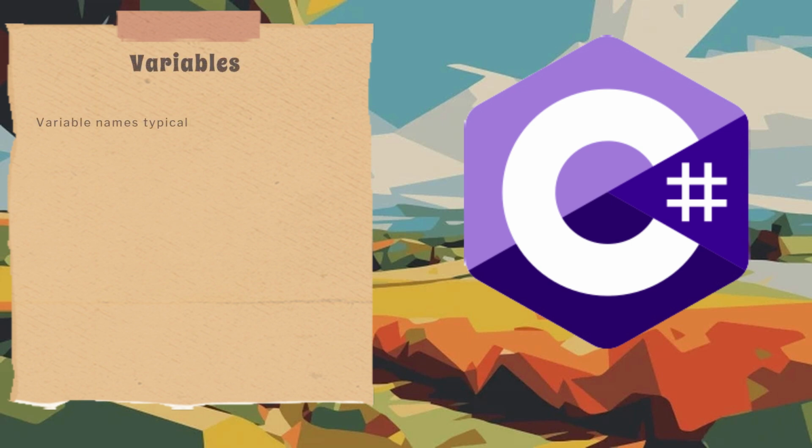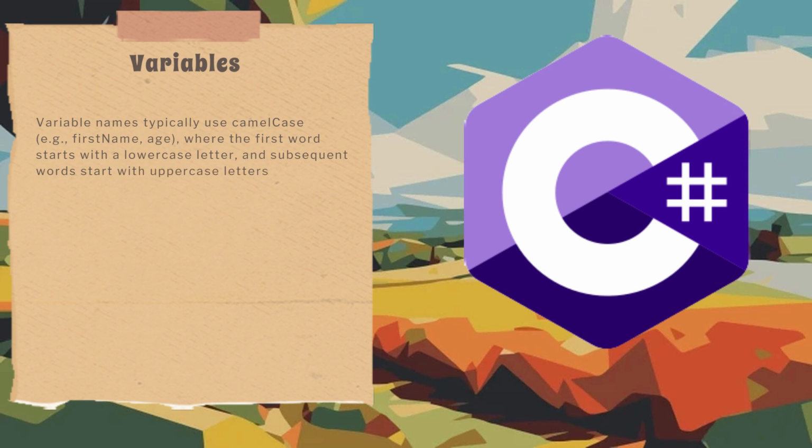Variable names typically use camel case, where the first word starts with a lowercase letter, and subsequent words start with uppercase letters. Avoid using reserved keywords as variable names, as this can lead to syntax errors.